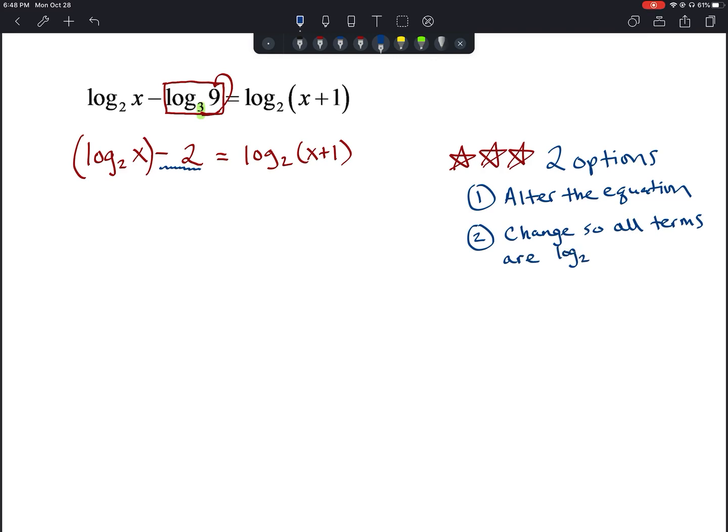So the first one here, alter the equation. If I want to be able to narrow down the number of logs I have, I could take this here and move my 2 over to the other side, and then I could actually subtract my log base 2 of x plus 1 from each side.